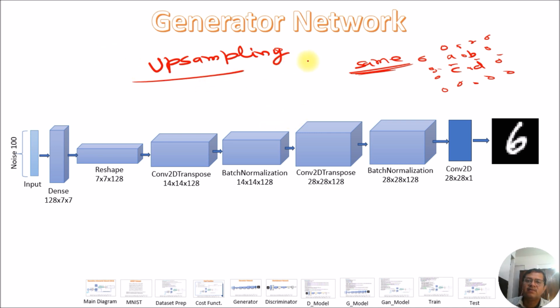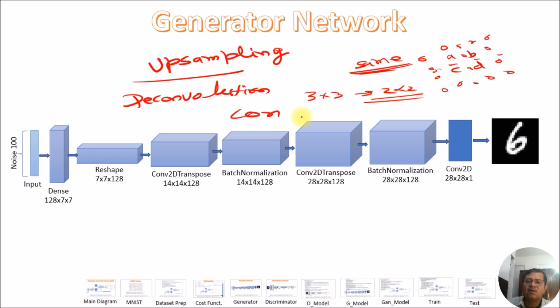So now you will be able to understand how upsampling, which is called deconvolution, is different from the convolution operation. In convolution, generally we take, suppose, a 3 by 3 matrix and reduce it to a 2 by 2 matrix. So it is generally downsampling. All the convolution operations are actually downsampling.